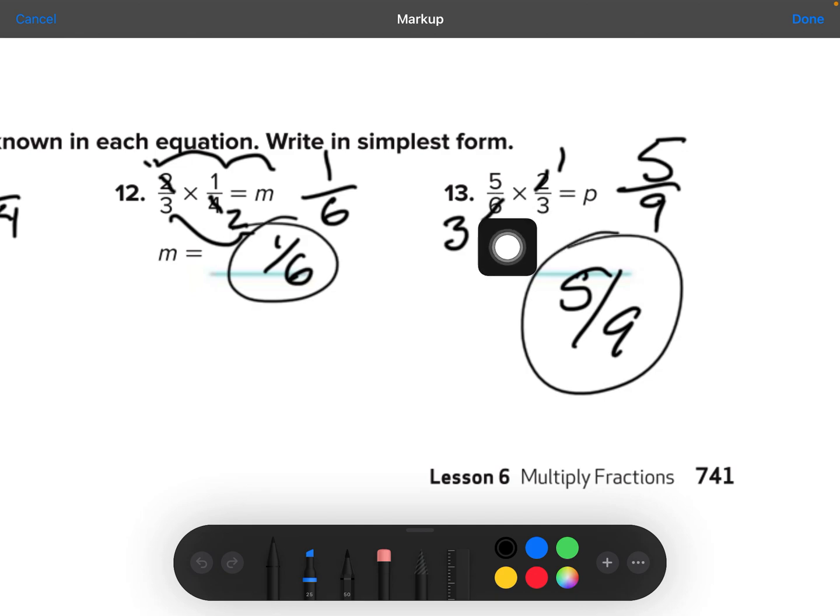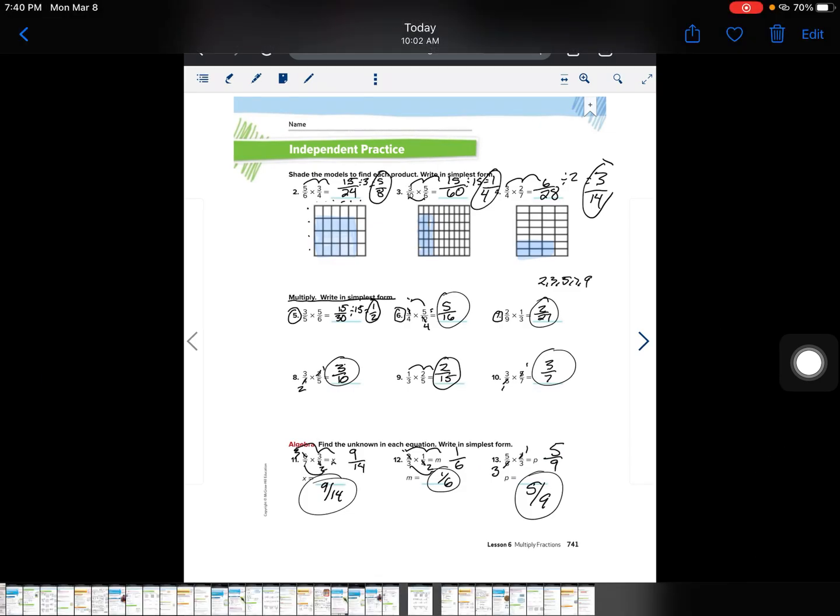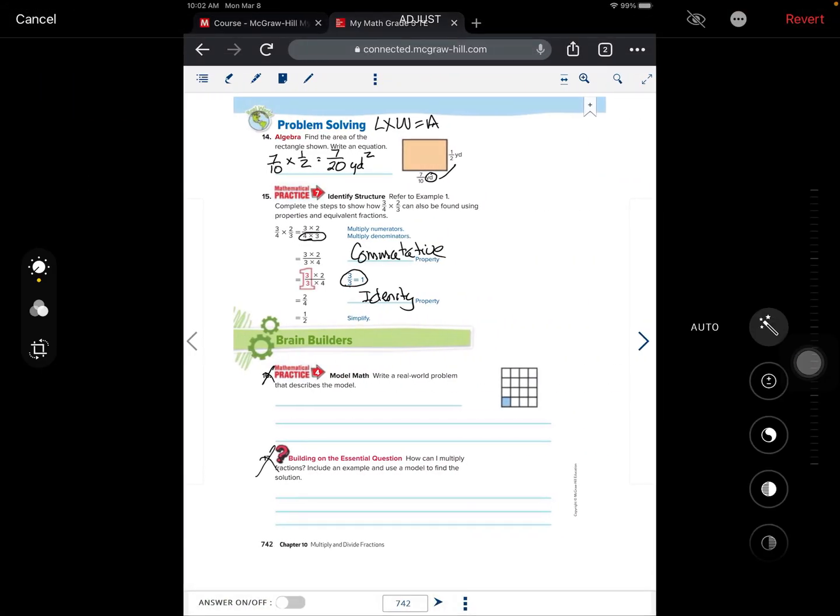And here we decided that we could simplify the even numbers. 2 goes into 2 once. 2 goes into 4 twice. 5 times 1 is 5. 3 times 3 is 9. 5/9 is our answer.